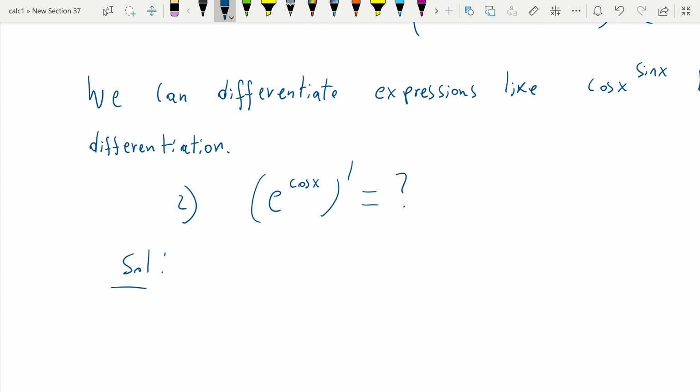According to the formula, this is just e to the cosine of x times g prime of x, which is the derivative of cosine. And what is the derivative of cosine? It is minus sine. So we can write this as minus sine of x times e to the cosine of x. And this is our second application.